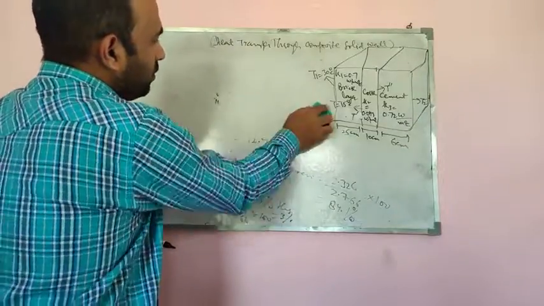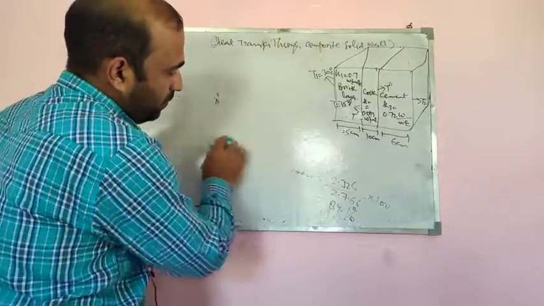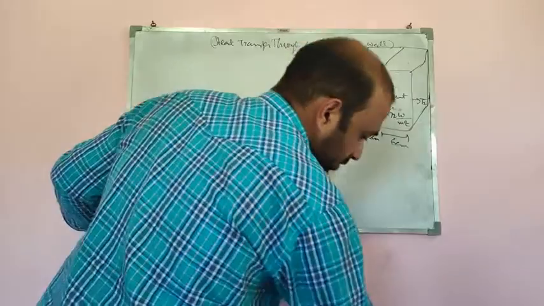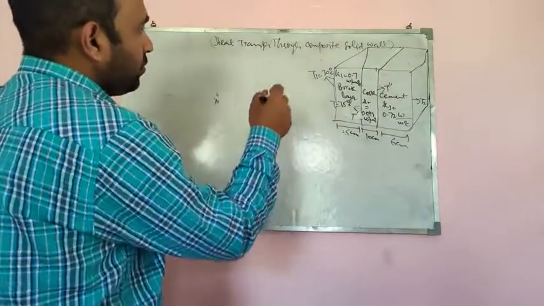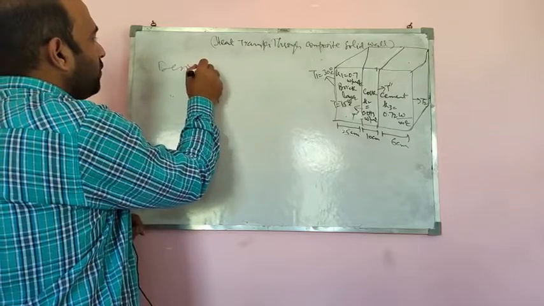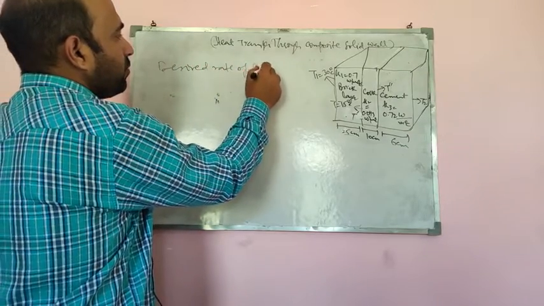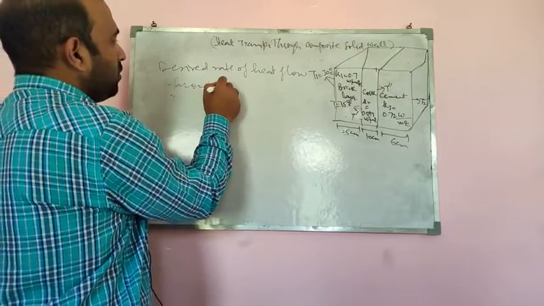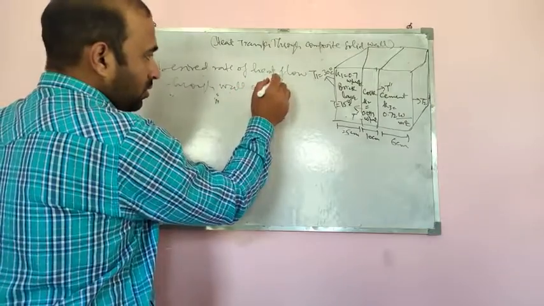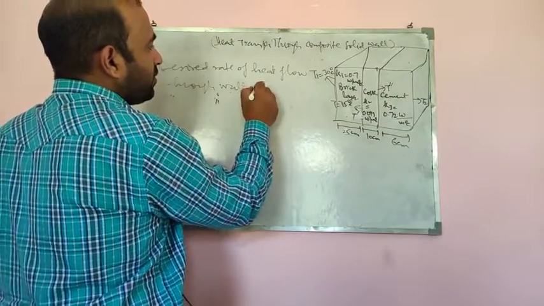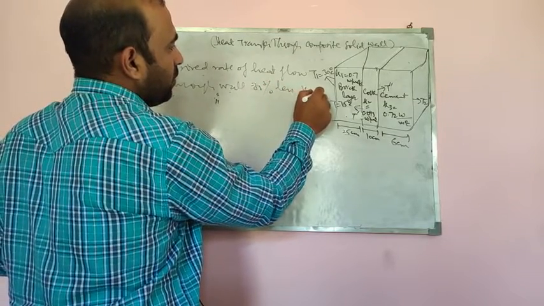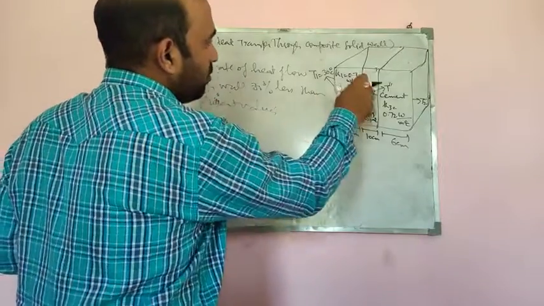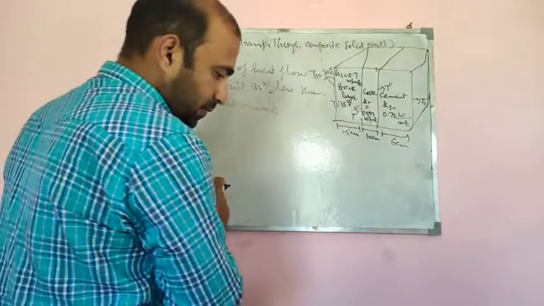So now, after this, if the desired rate of heat flow through this wall is to be only 30% less than the present value, what would be the thickness of the cork layer?